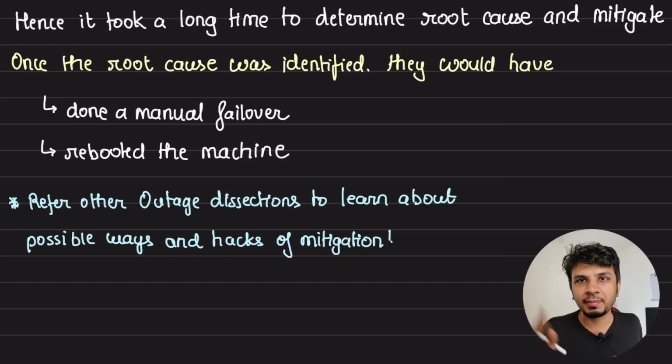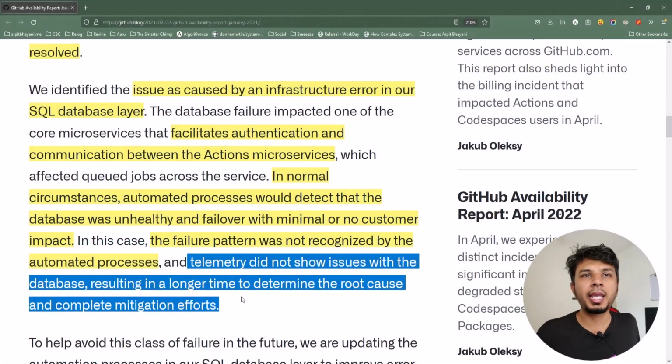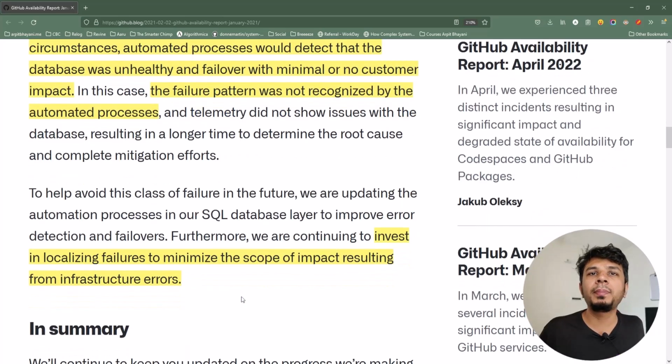Case number two is reboot the machine. If you know that the master is down due to a transient failure, reboot the machine. During that reboot, writes would fail, but in any case they are failing because there is an outage, so that's fine. After a few minutes, everything would be back up and normal, right? But in case you want to dive deeper into other ways of doing it, I've discussed a few more approaches in other dissection videos. I would highly recommend you check that out. So that's what GitHub also talked about: the telemetry did not show any issue, and this resulted in a longer time to determine the root cause.